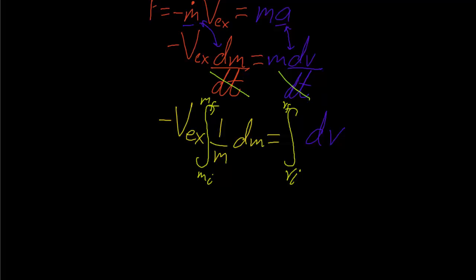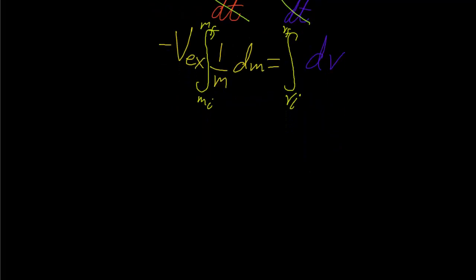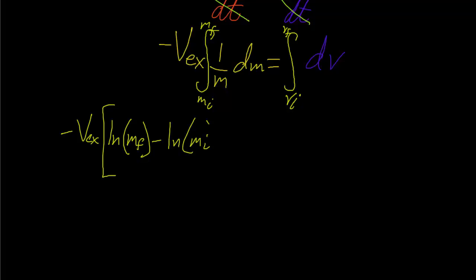So what we get here on the left-hand side, when we do this, is the negative exhaust velocity multiplied by the natural log of the final mass subtracted by the natural log of our initial mass, which is equal to the final velocity minus our initial velocity.